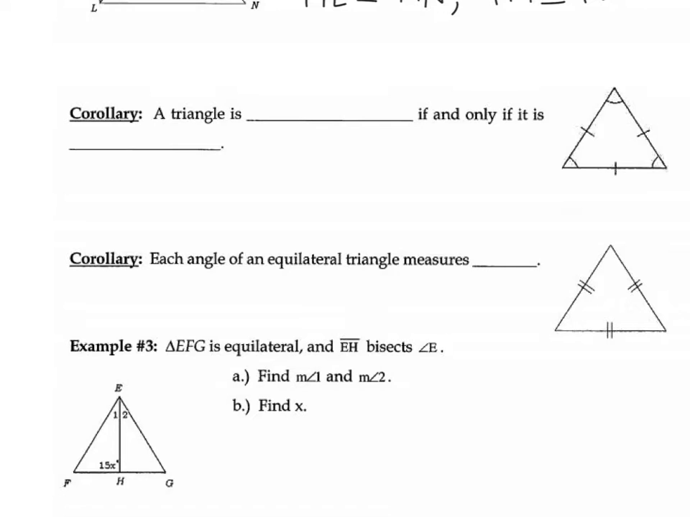So we also have a corollary, which just comes from a theorem. This corollary states a triangle is equilateral if and only if it is equiangular. What this means is that if all the sides of my triangle are the same length, all of the angles have to be the same measure as well, and vice versa. If all of the angles are the same measure, all of the sides have to be congruent as well.